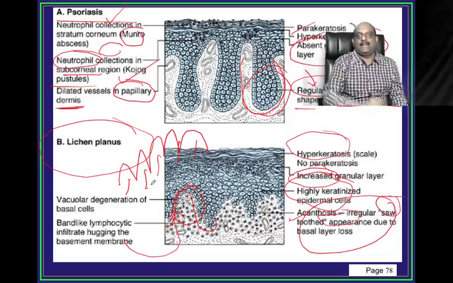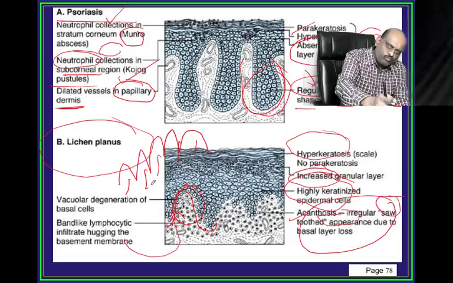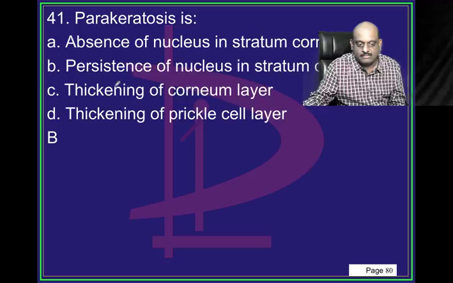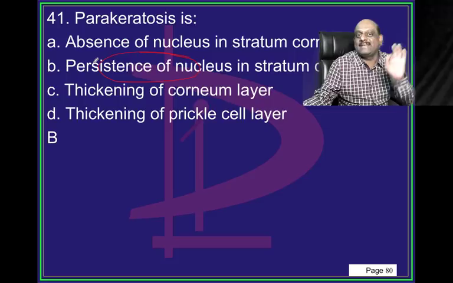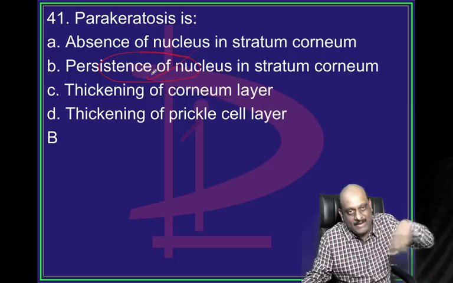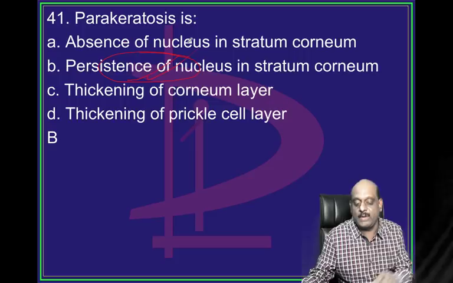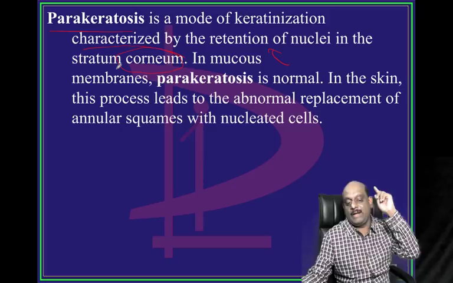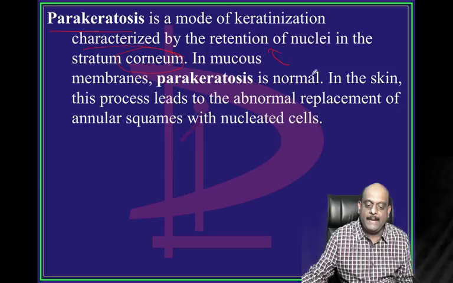If the examiner asks a question in dermatopathology and not one comes from this, then my name is not Murli Bharadwaj, right doc? Now doctor, parakeratosis, what is it? Parakeratosis, persistence of the nucleus in the stratum corneum. The examiner has clarity, at least in asking, so we should have clarity in studying. If we study what the examiner wants, we become toppers in the exam. So parakeratosis is a mode of keratinization where there is retention of the nuclei in the stratum corneum. Generally, in mucous membrane, parakeratosis is normal.